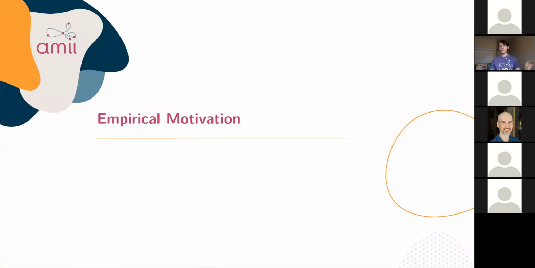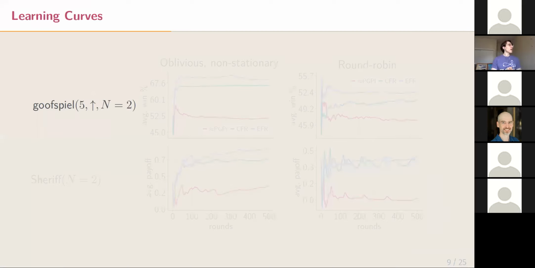So now I want to give you a hint of what we can gain by taking this view. Here I'm going to show you some learning curves in 2 different games. The exact details of the games aren't really important here. I'll tell you the details that are important. So the first game is Goofspiel. This is a 2-player imperfect information card game. And importantly, this game is zero-sum because at the end of the game, you either win or you lose.